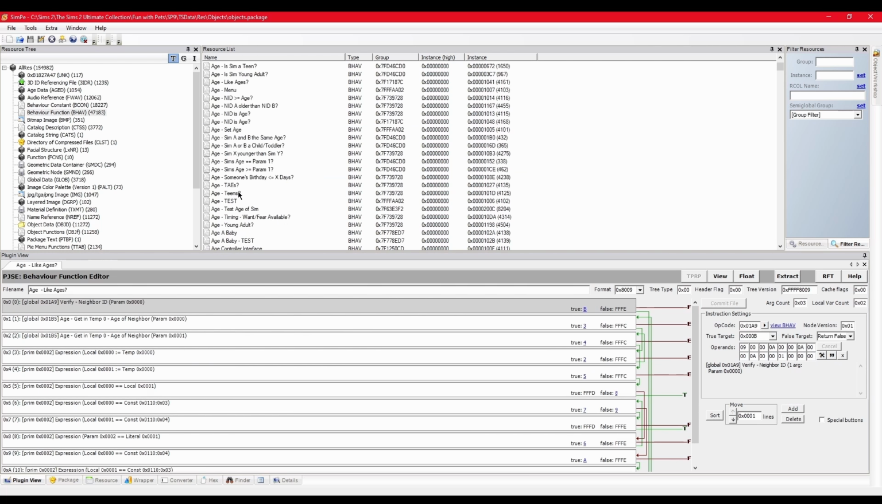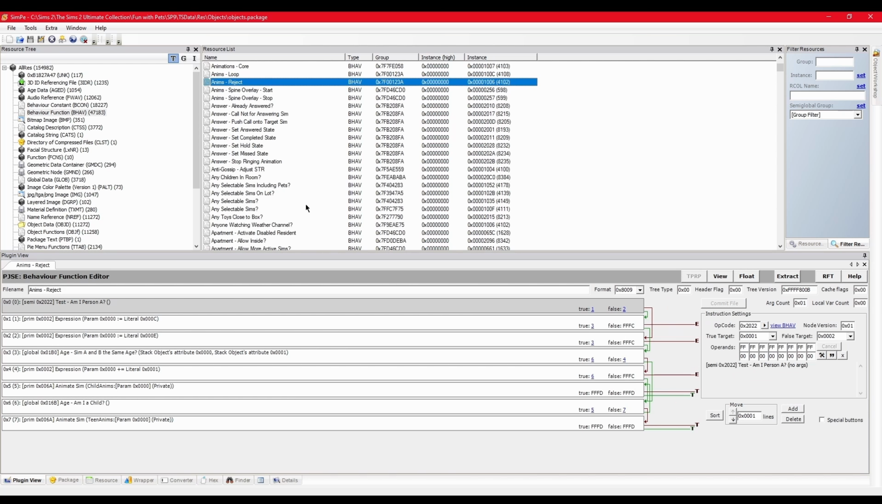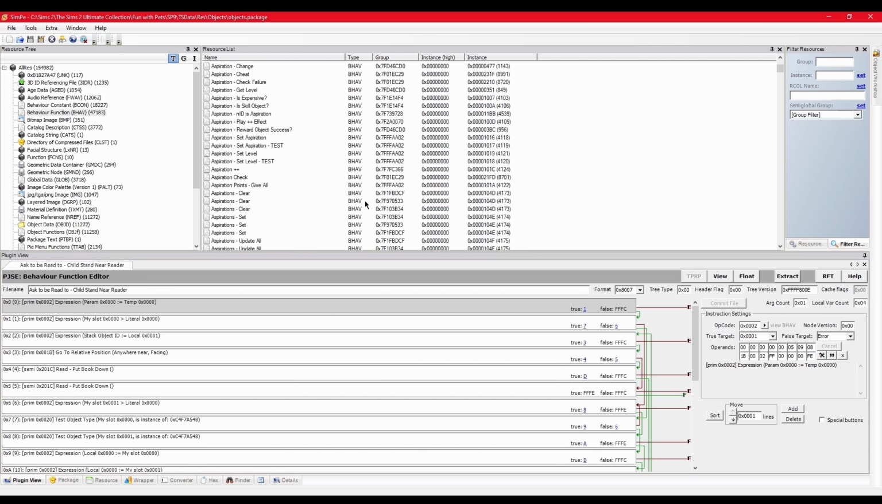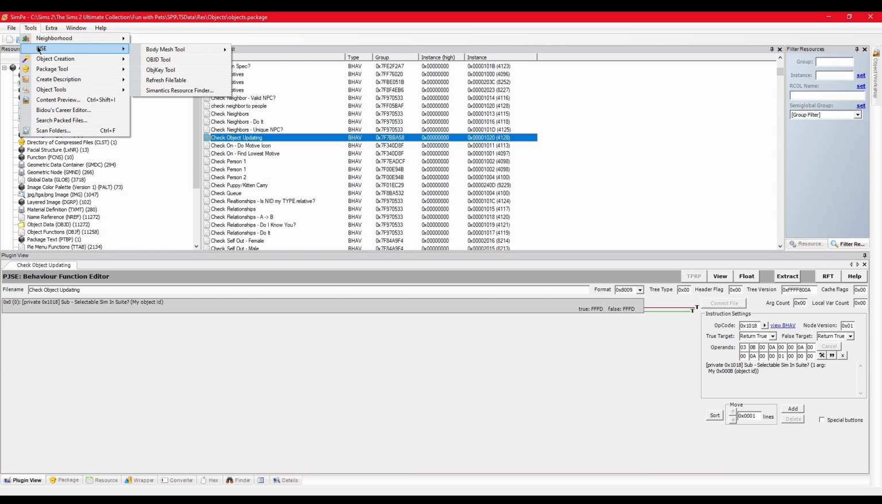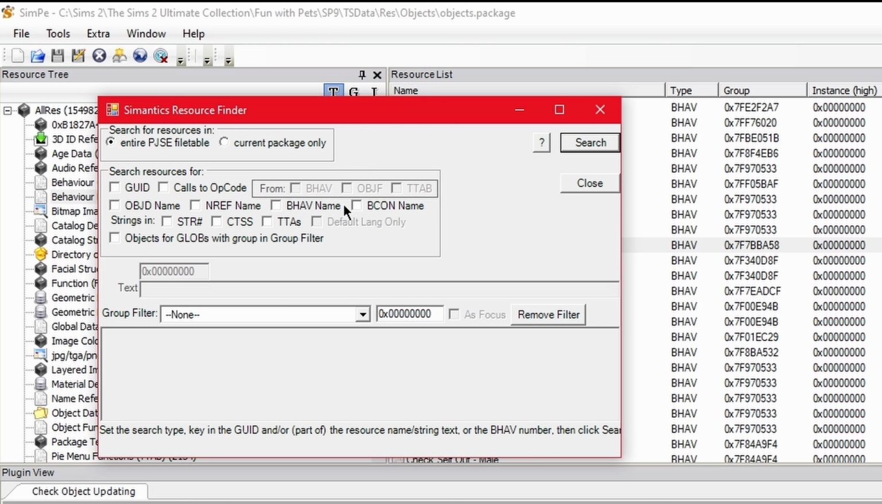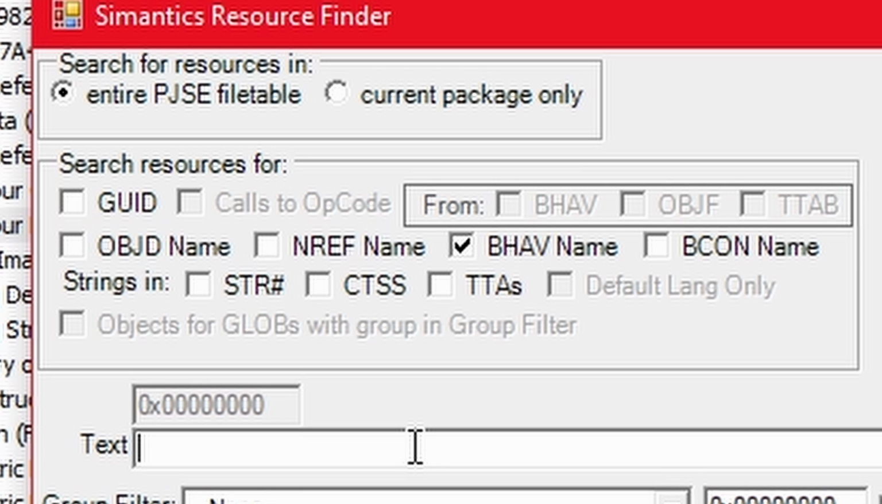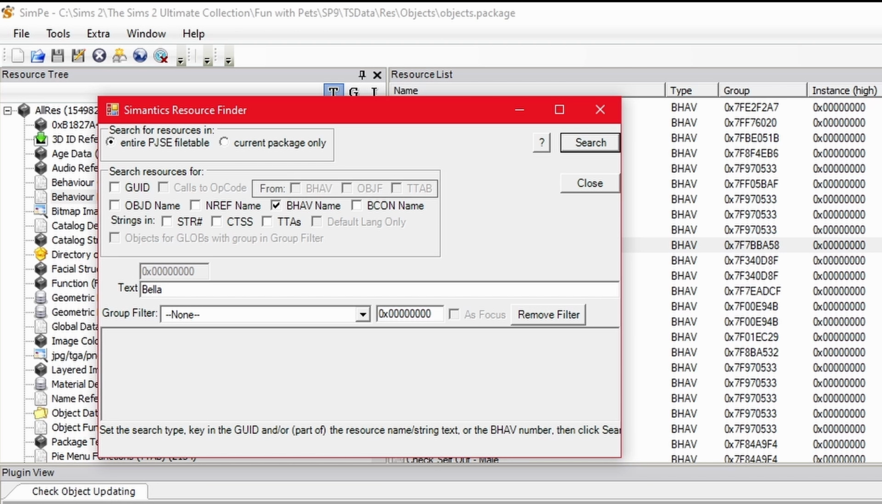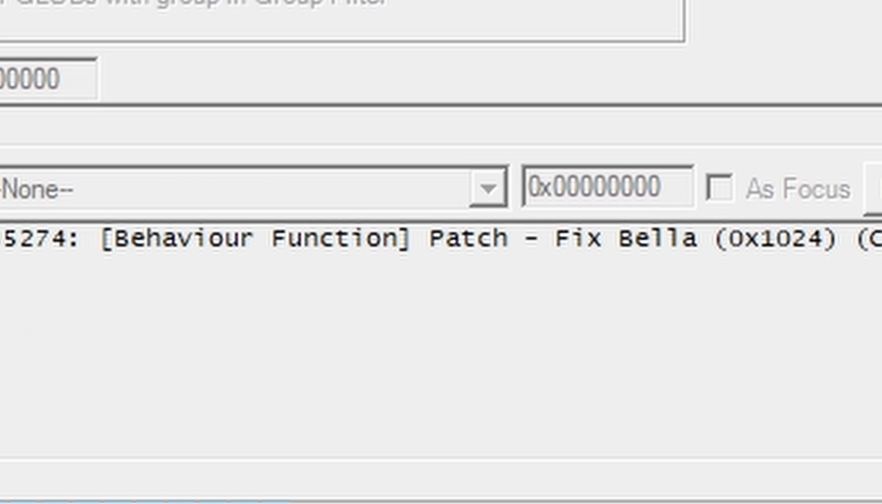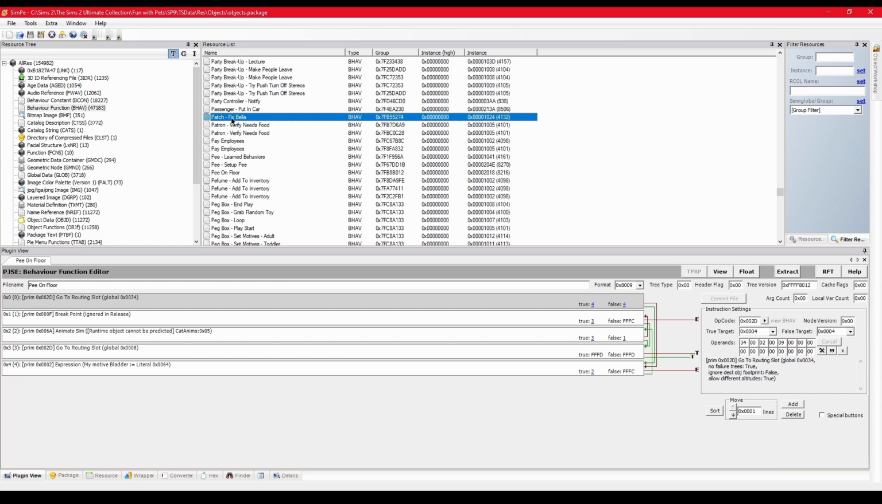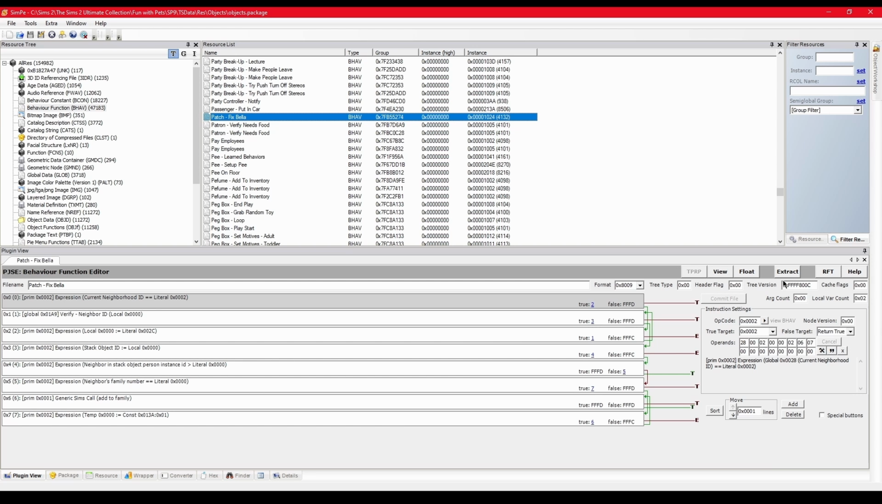I spent hours and hours searching around thousands of behavior functions in the game to no avail. But then I had a hunch and thought, hey, why not use the Semantics Resource Finder, which is the tool in SimPE that allows you to search stuff by name. I typed in Bella, hit search, and waited. Let me tell you, I audibly gasped when I saw this. So yes, there was a patch.